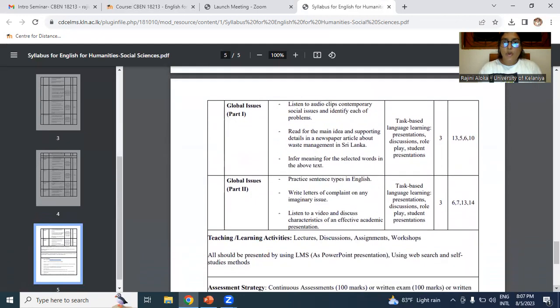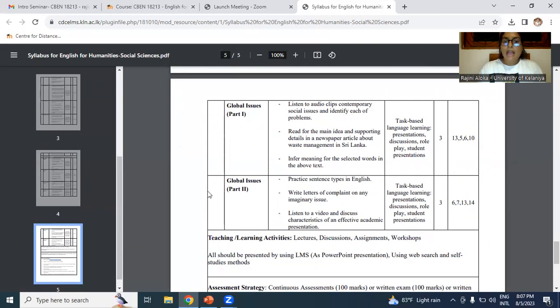Then we have global issues part 1. Listen to audio clips, contemporary social issues, and identify each of the problems. Read for the main idea and supporting details in a newspaper article about waste management in Sri Lanka. Infer meaning for the selected words in the above text.